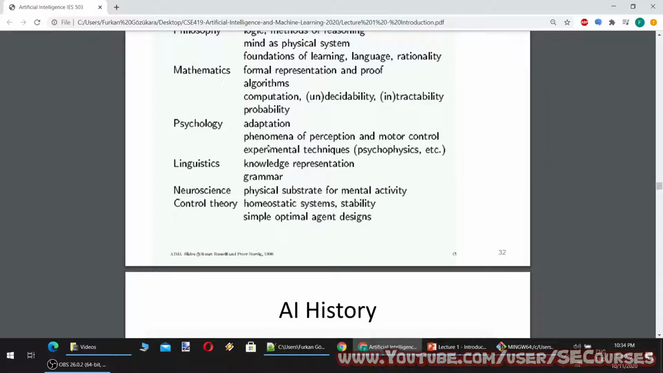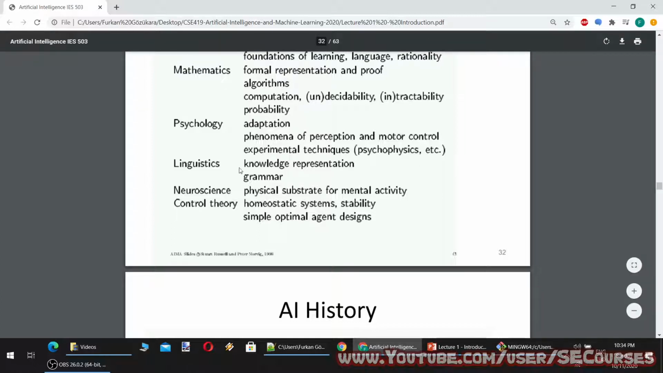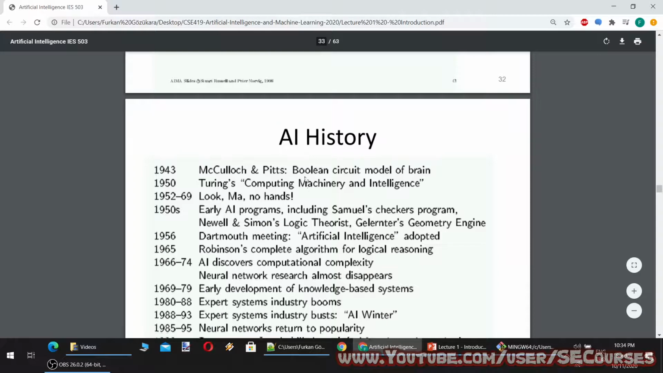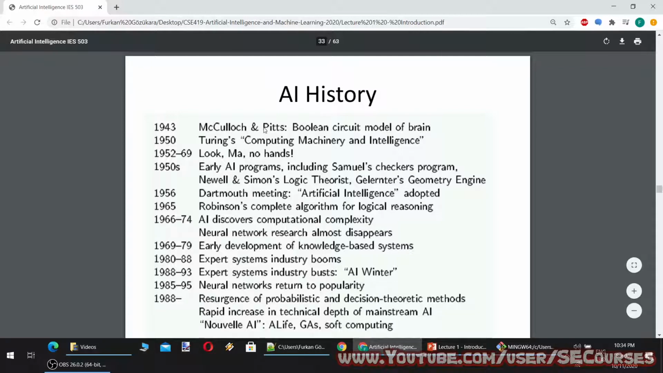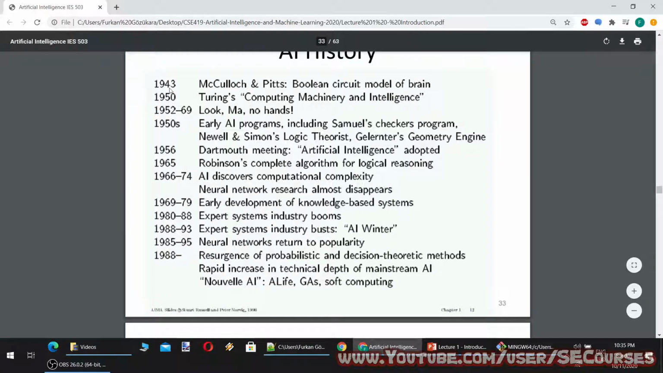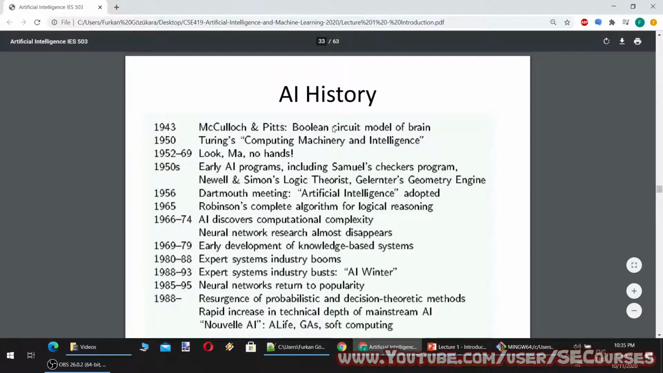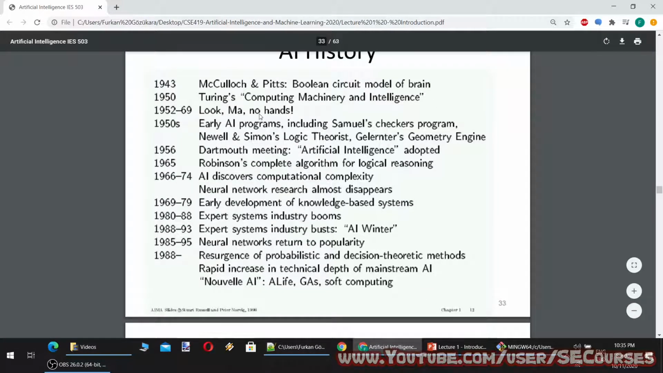Okay, physiology, adaptation, phenomena of perception and motor control, experimental techniques, psychophysics and so on, knowledge representation, grammar, neuroscience, physical substrate for mental activity, control theory, homeostatic systems, stability, simple optimal agent designs. Okay, the AI history starts with 1943, a Pitts-McCulloch circuit model of the brain, ones and zeros, Turing's Computing Machinery and Intelligence, and other things.